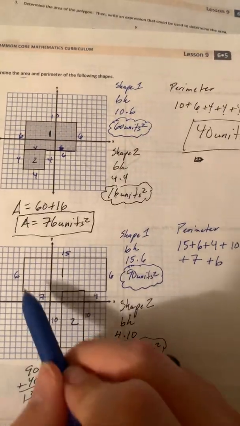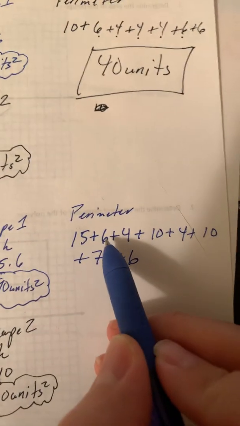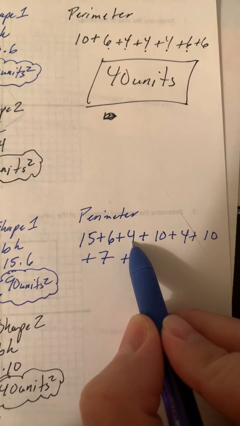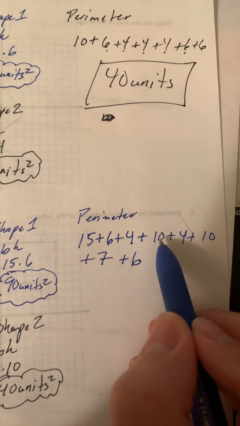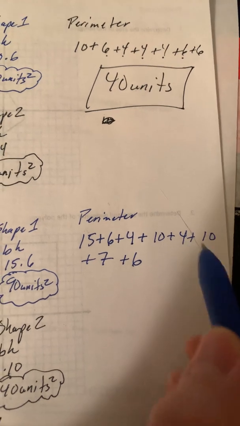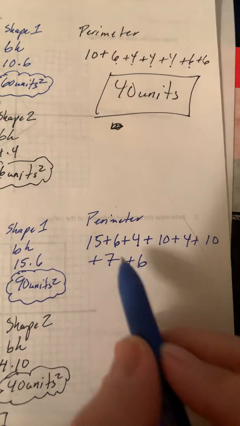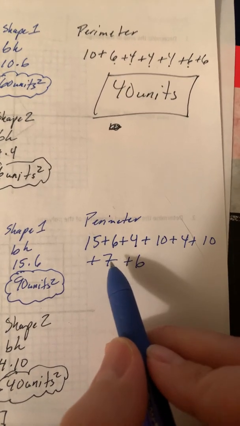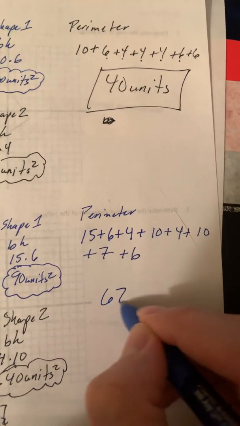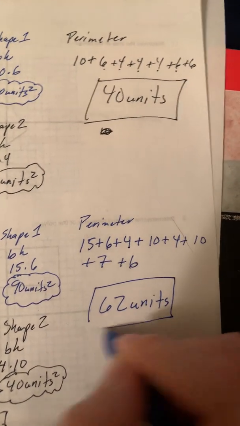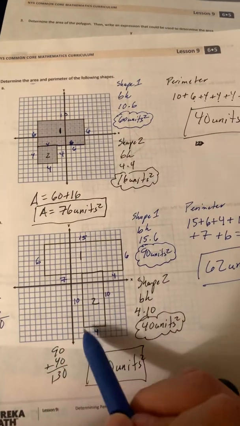Now we're trying to find the distance outside of this polygon. So 15 plus 6 is 21. 21 plus 4 is 25. 25 plus 10 is 35. 35 plus 4 is 39. 39 plus 10 is 49. 49 plus 7 is 56. And 56 plus 6 is 62 units. Okay, and that is the perimeter for this shape. So it's 62 units on the outside.